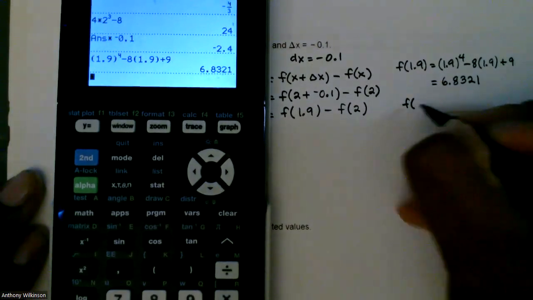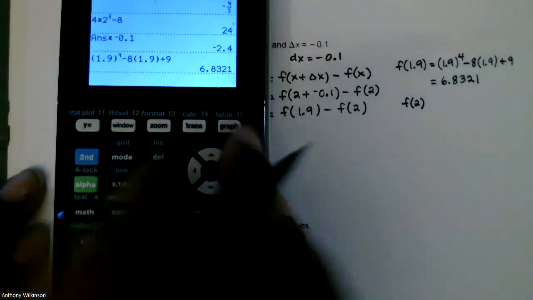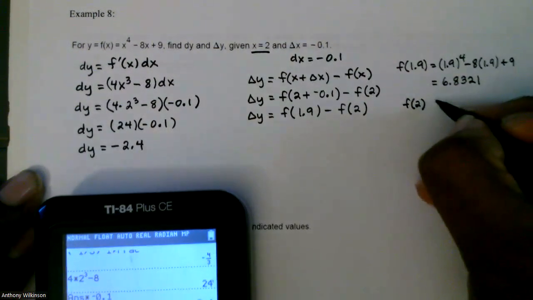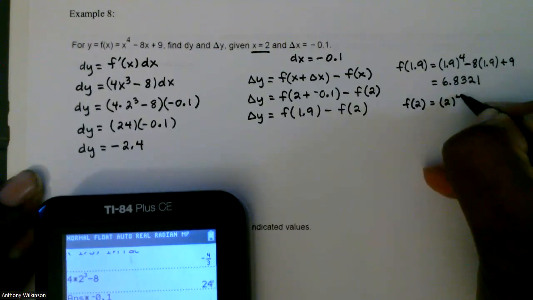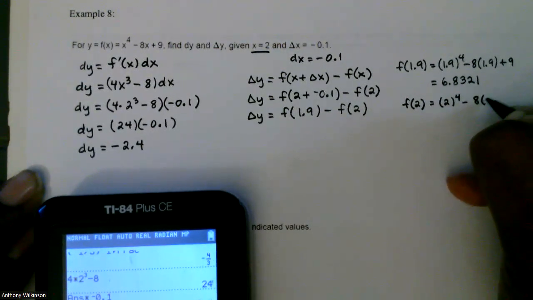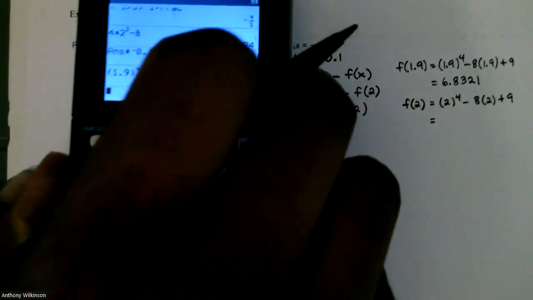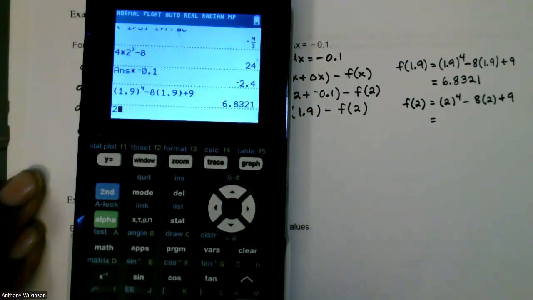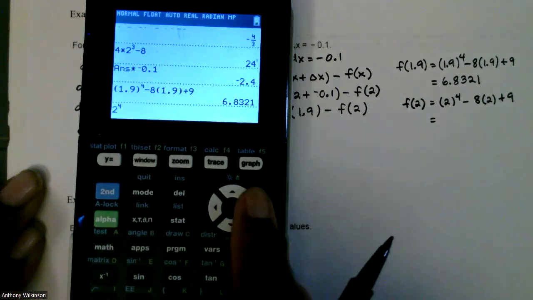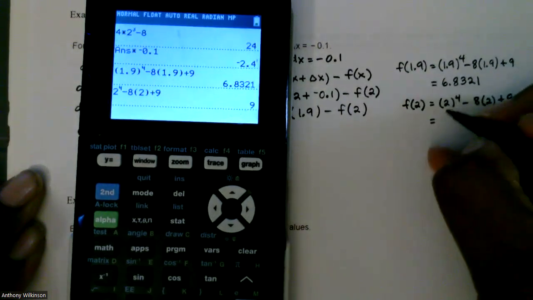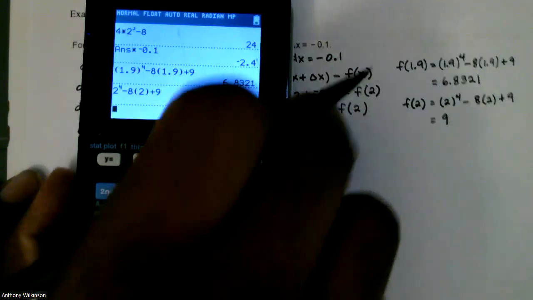And then for f of 2, use that function, replace the x with 2, so this would be 2 to the fourth minus 8 times 2 plus 9. And using the calculator, it'll be 2 hat key to the fourth, right arrow to get out of it, minus 8 times 2 plus 9. That ends up being 9.